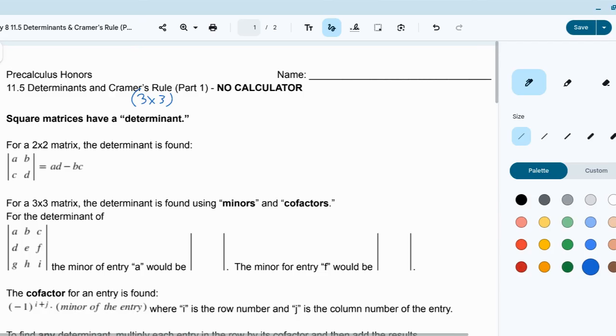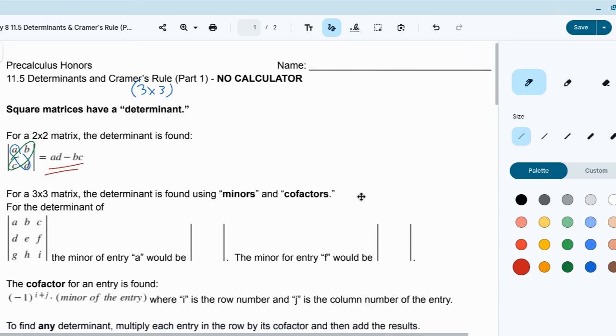But really simply, for a 2 by 2 matrix, the determinant is found by multiplying the top left by the bottom right and then subtracting the bottom left from the top right. And you can see the equation that is given to you right there.